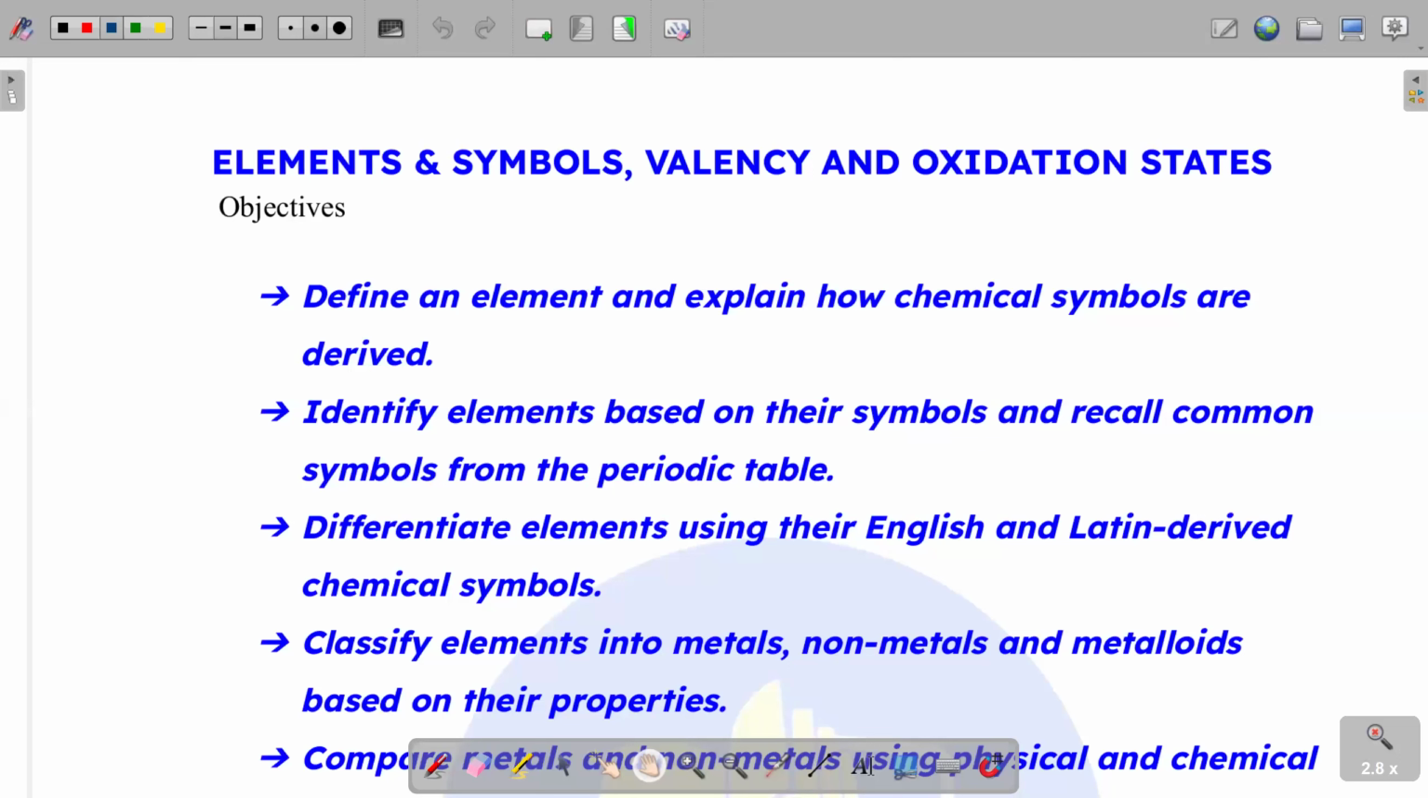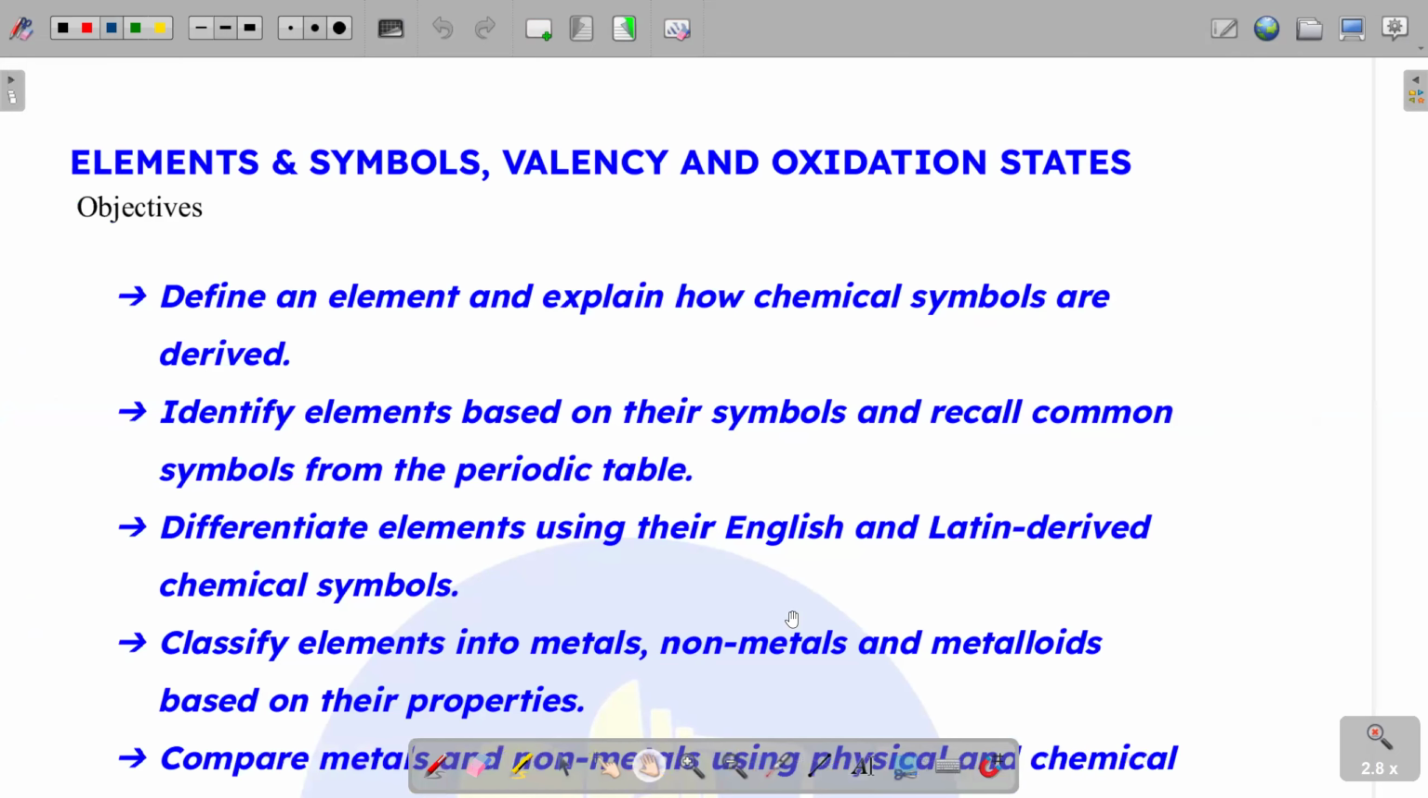In this lesson, we'll be looking at the chemical elements, their symbols, valencies, and oxidation states. After watching this tutorial, you should be able to achieve the following objectives. First, you must be able to define an element and explain how chemical symbols are derived.